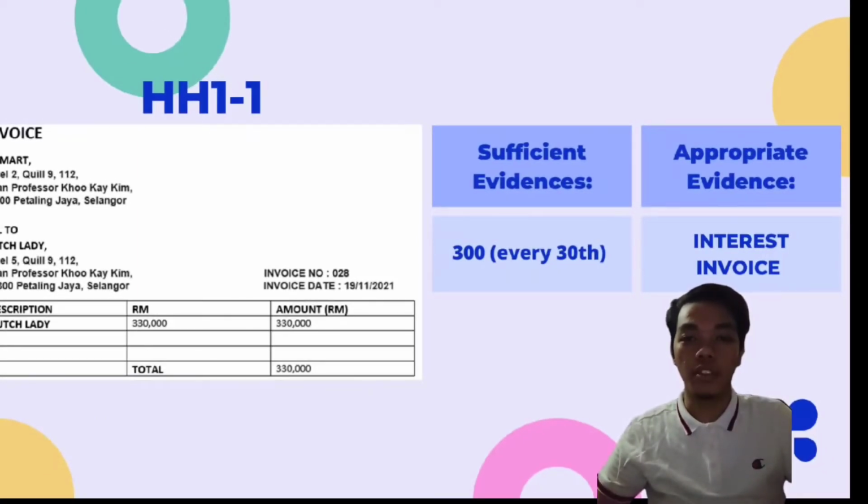Okay, I will continue the presentation. First, sufficient evidence for HH11 is 300 and appropriate evidence is interest invoice, and the amount is 330,000 ringgit Malaysia.